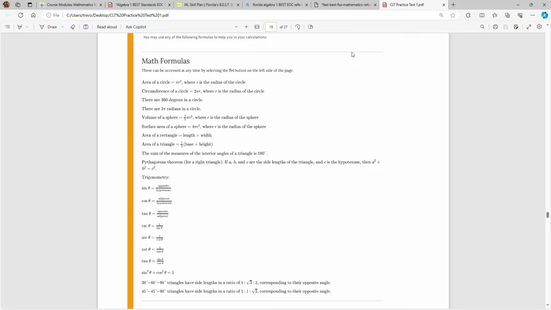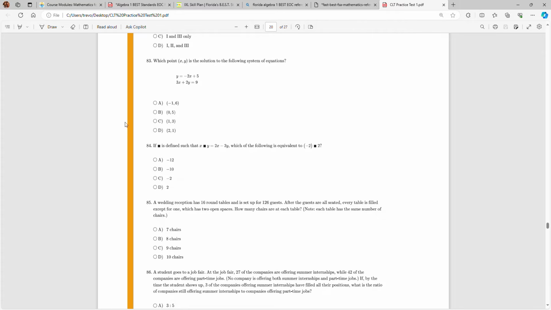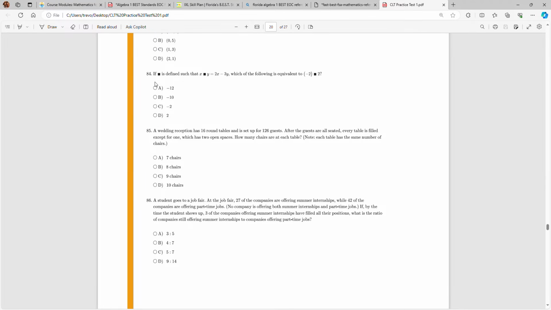I'm taking a look at the CLT practice test number 1. These are the formulas given on the test, and I had a student make a request for some further explanation on a few questions, so that's going to be my first video. So I'm going to jump ahead to question number 84.